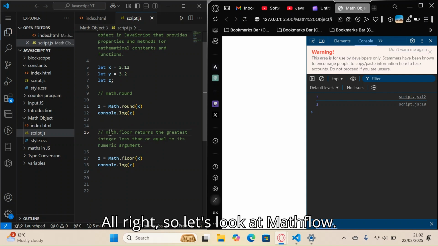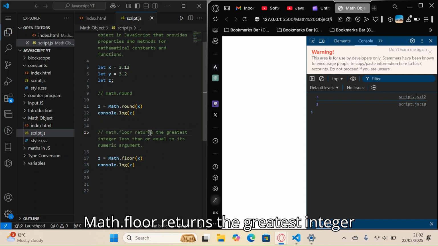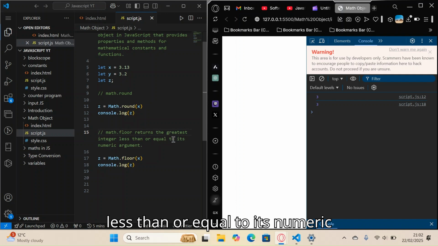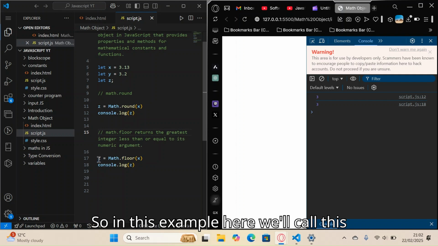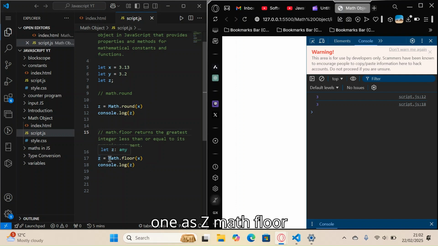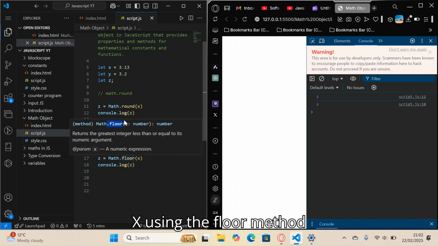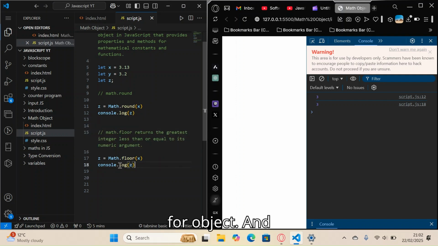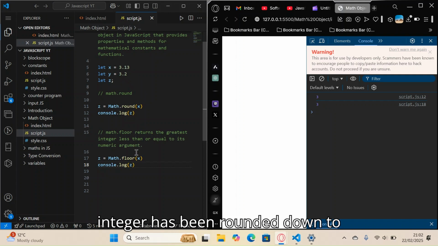Alright, so let's look at math.floor. Math.floor returns the greatest integer less than or equal to its numeric argument, meaning that it rounds down to an integer. So in this example, we'll call this one z equals math.floor(x) using the floor method, and console.log z, and the output is 3 because the number has been rounded down to its integer value.